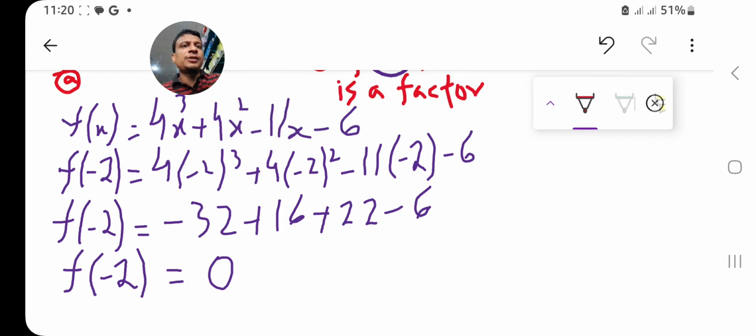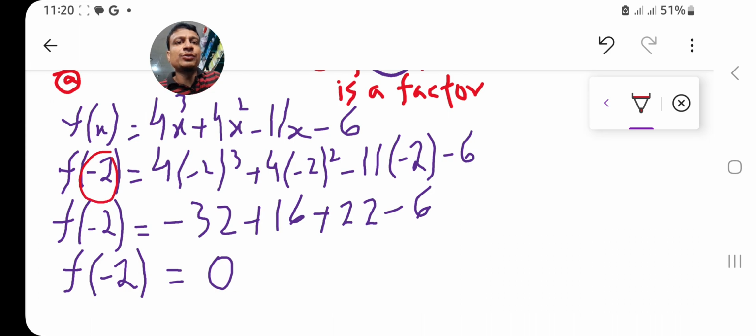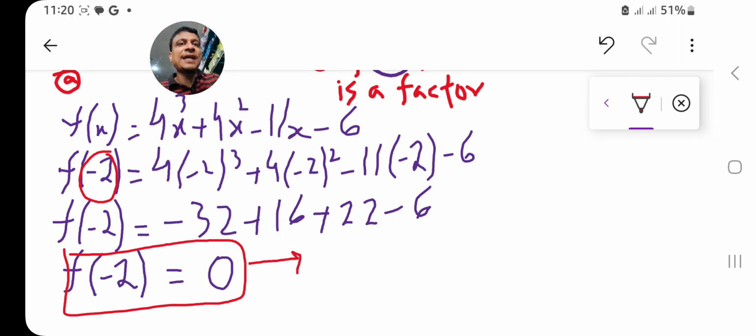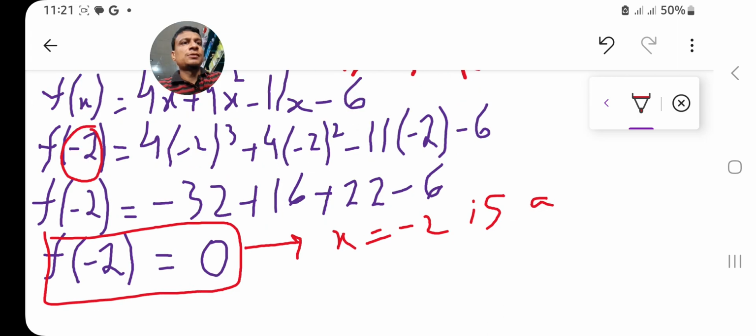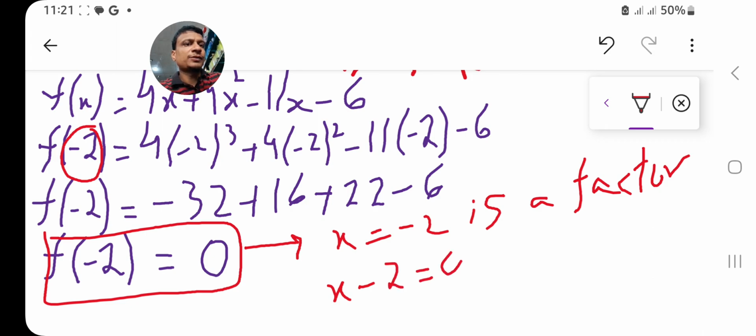so dear students, you can see here that when I am placing the value of x equal to a, that is x equals -2, we get on the right hand side the remainder equal to 0. It means that x equal to -2 is a factor of the given function. So we can also say that x + 2 equal to 0 is a factor.